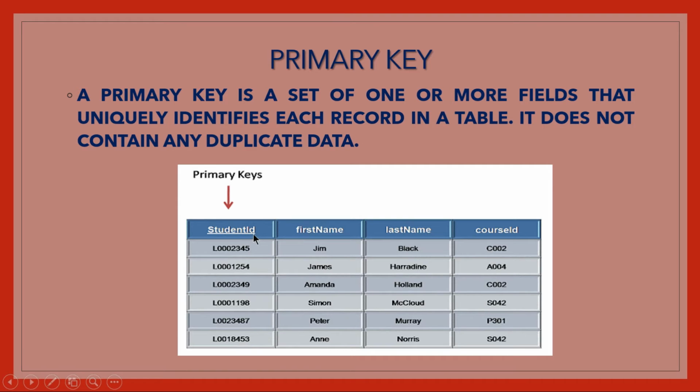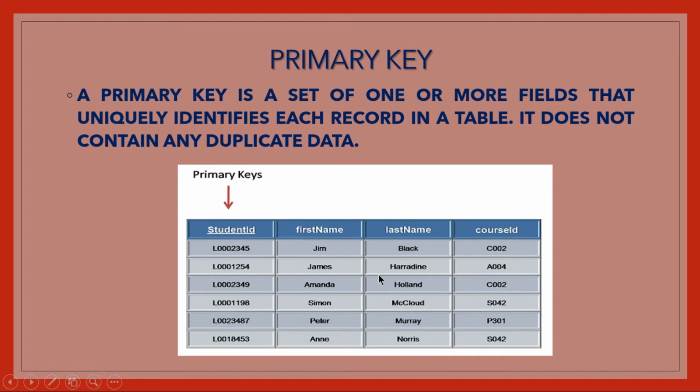Okay, that's why the student ID is unique in nature, that uniquely identifies a particular student in a database or in a table, you can say. And the course ID also. Several students can take the same course, so the course ID cannot be the primary key. And many students may have the name Jim or James, so the first name cannot be the primary key. Last name similarly, many of them may have the surname as Holland, MacLeod, Murray, all these things. So it also cannot be the primary key.